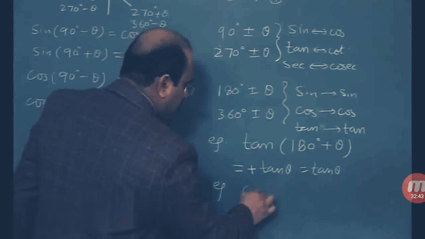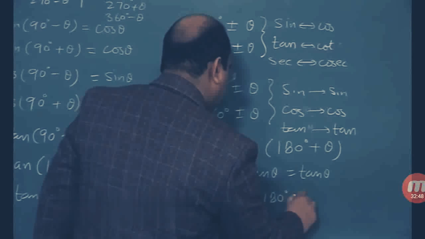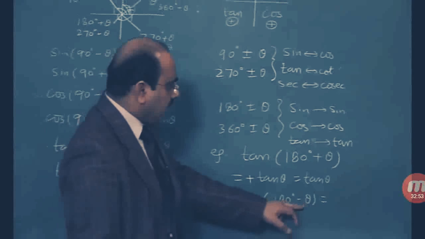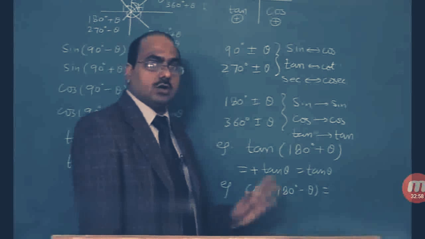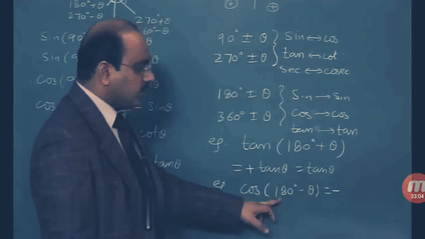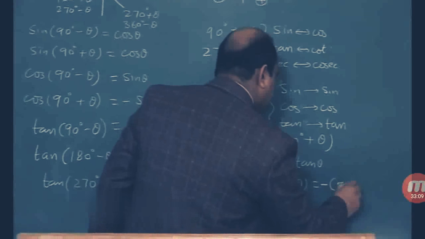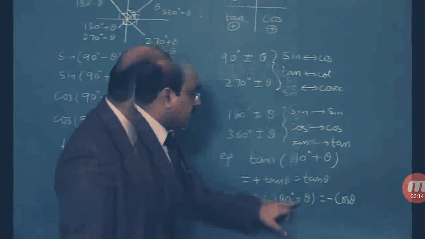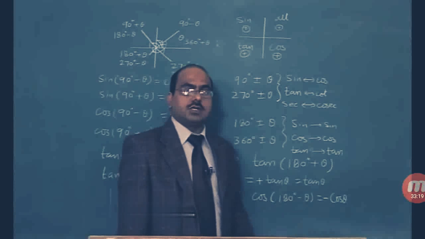Another one, suppose we want to write cos 180 minus theta. It is the angle of the second quadrant, and if the angle is in the second quadrant, cos is negative. The result will be minus. And since it is with 180, therefore cos will remain cos. It will not change. The answer is minus cos theta. And be careful, this minus is not due to this minus. It has no link with this minus. Actually, the plus or minus of the result is according to the quadrant.